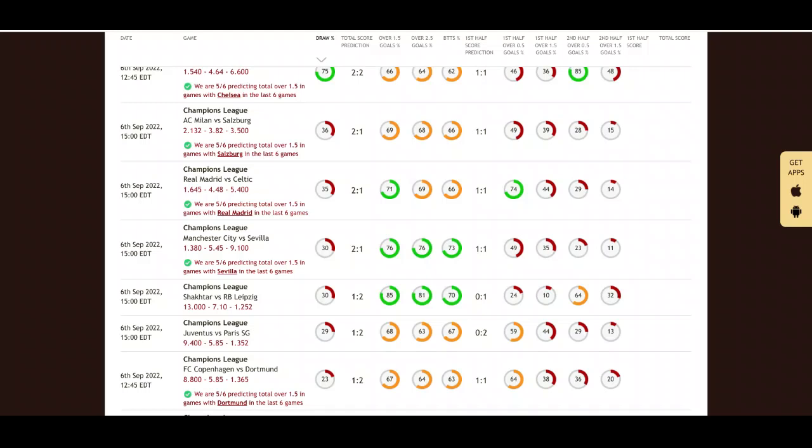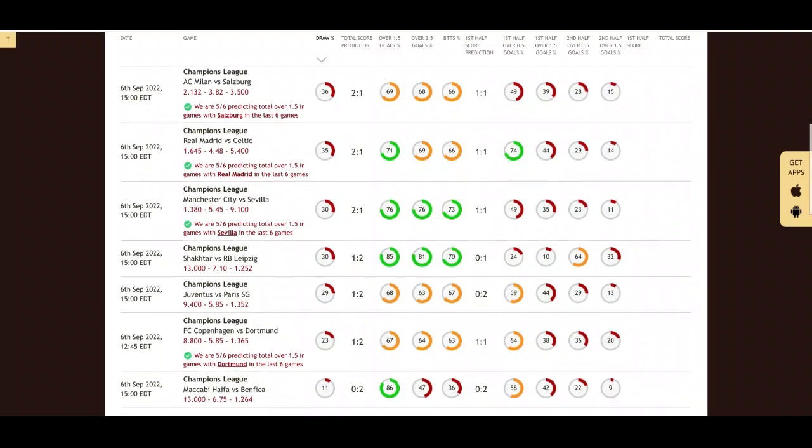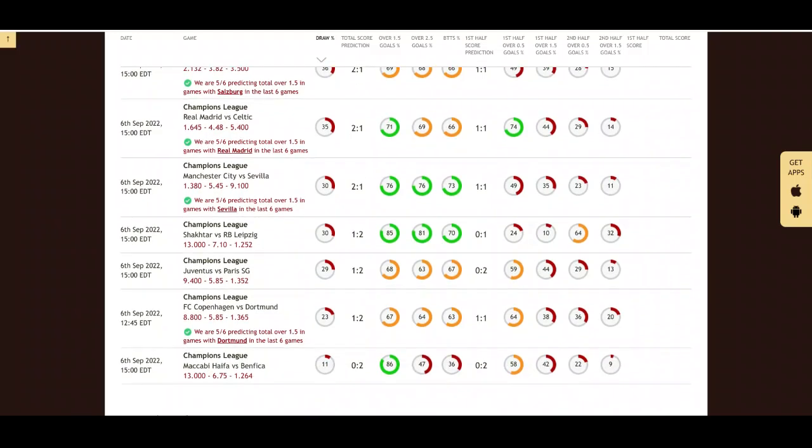Real Madrid and Celtic, I don't think this game is going to be too close. Real Madrid, reigning Champions League winners. I think the quality is going to show in this game, and we're going to see a Real Madrid win over Celtic. I could see this being about 3-1 to Real Madrid.